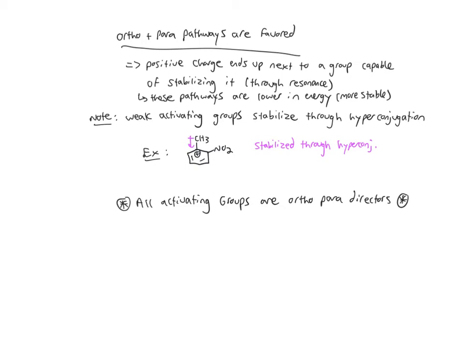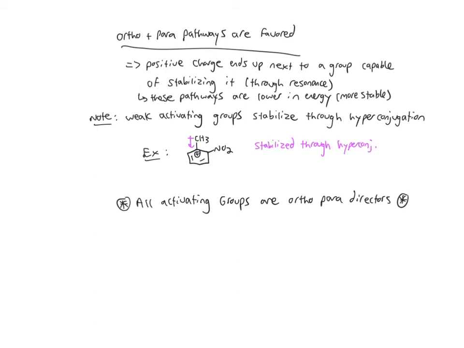What can happen is that we could have an alkyl group, for example, attached. And for this one, it's actually going to stabilize when the positive charge ends up next to it. It's not going to be able to make another resonance structure with it, but it will still make this resonance structure more stable because we are going to be able to donate through hyperconjugation. And so the ortho and para pathways, even for our weak activating groups, are also going to be more stable, even though they're only going to have three structures, just like the other pathways.